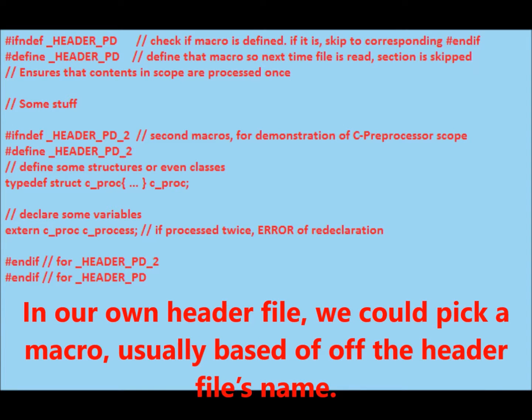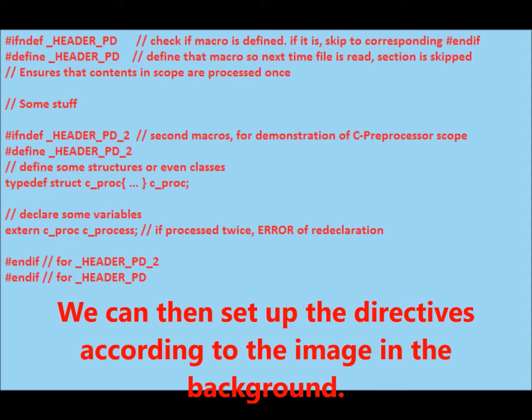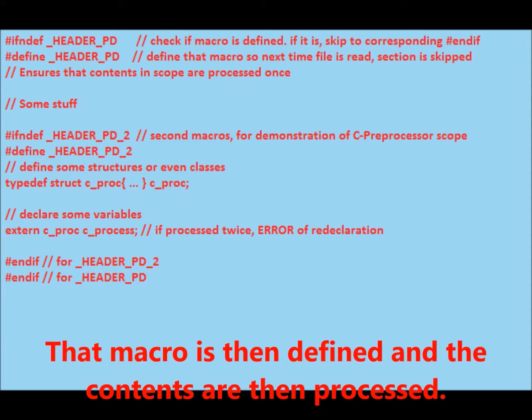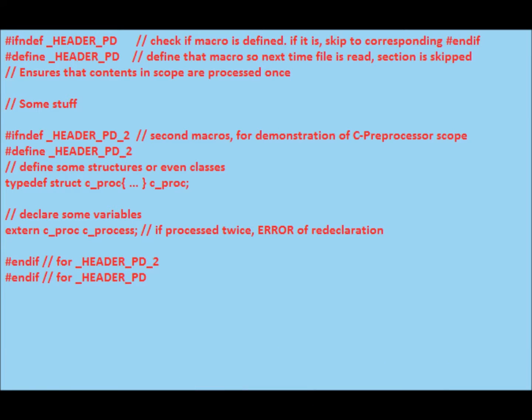In our own header file, we could pick a macro, usually based off of the header file's name. We can then set up the directives according to the image in the background. When the compiler reads the file for the first time, that macro is not defined. This renders ifndef true. That macro is then defined, and then the contents are processed.